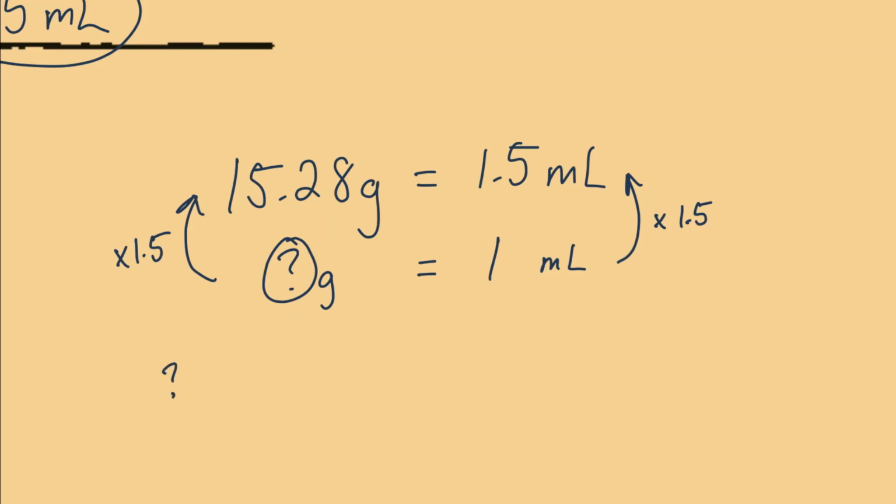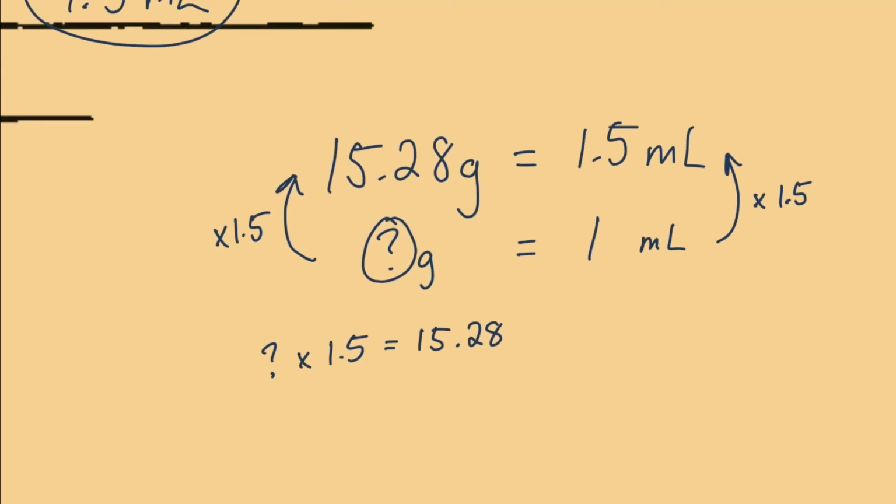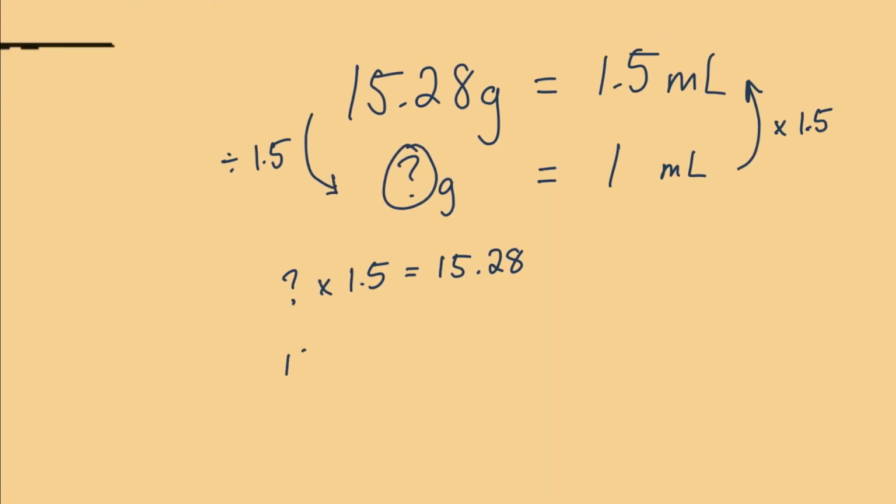So I'm going to write question mark times 1.5 equals 15.28. I hope that we can see that in order to figure out what that question mark is, we just need to reverse the direction of this arrow and change our times to a divide. So it becomes 15.28 divided by 1.5 equals question mark.